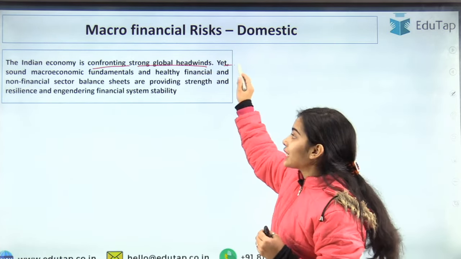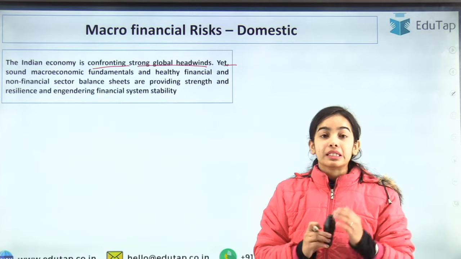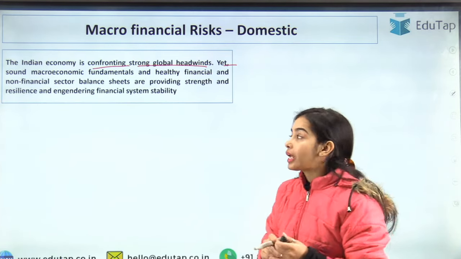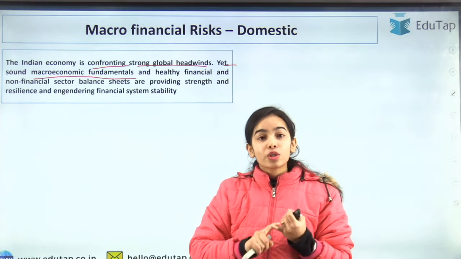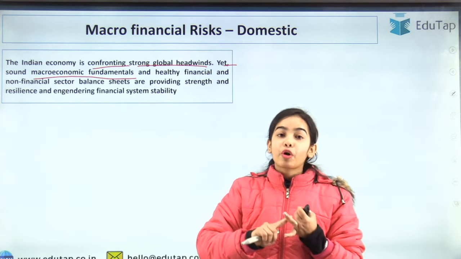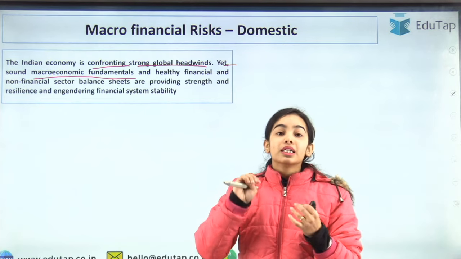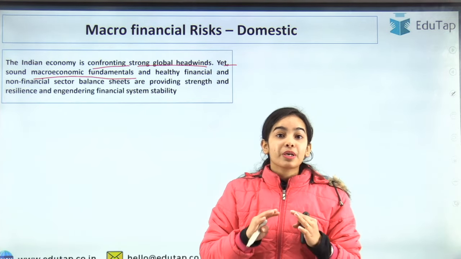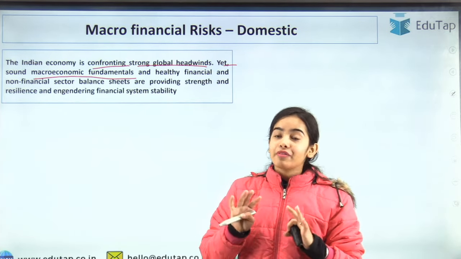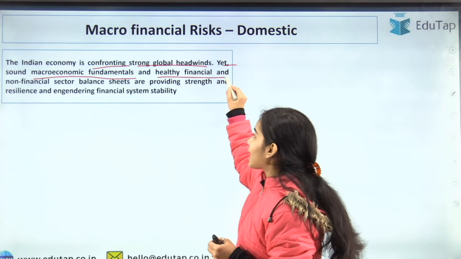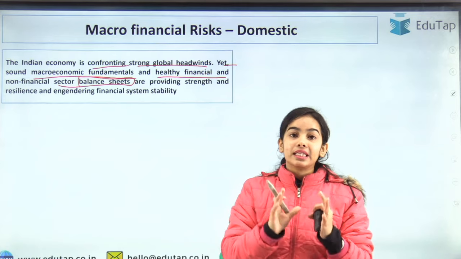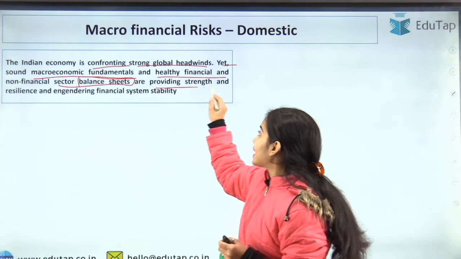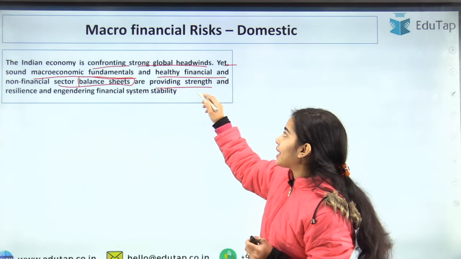Yet, our macroeconomic fundamentals are very strong. The asset quality has improved, the profitability is going good, and we are keeping good capital buffers. So the fundamentals are quite sound. We have healthy financial and non-financial sector balance sheets, and they are the ones providing the strength.